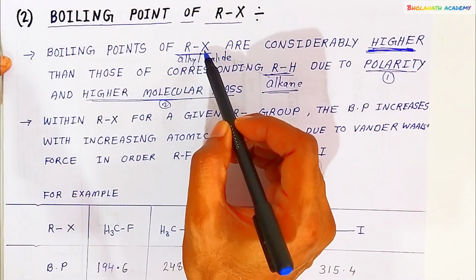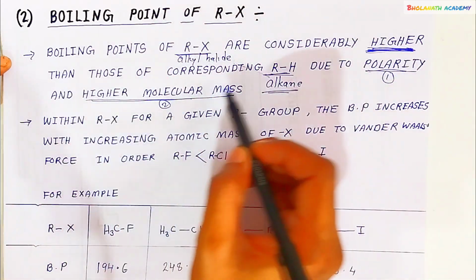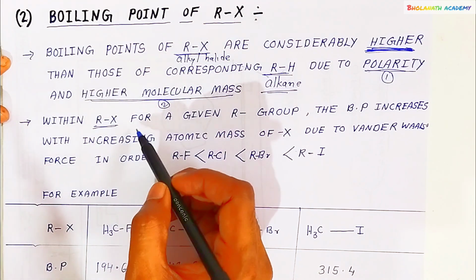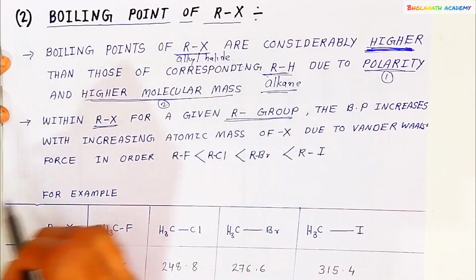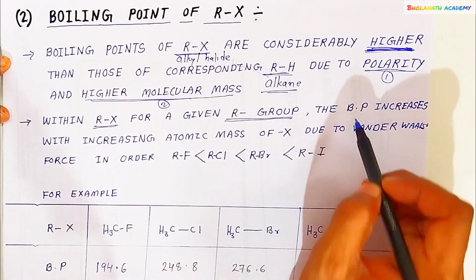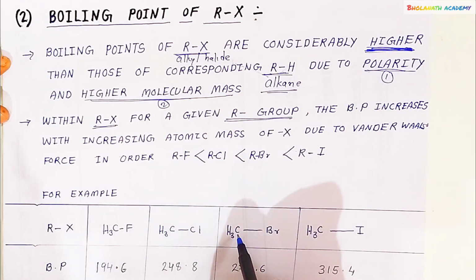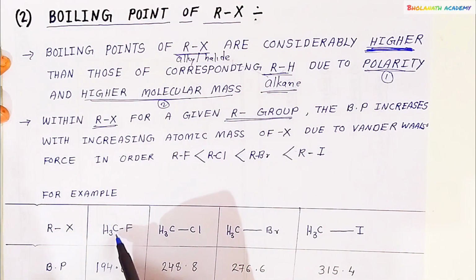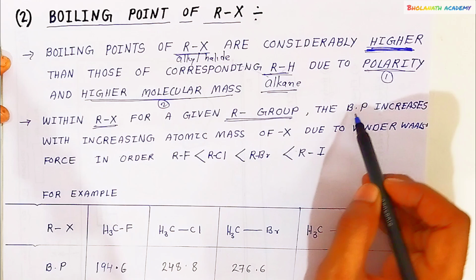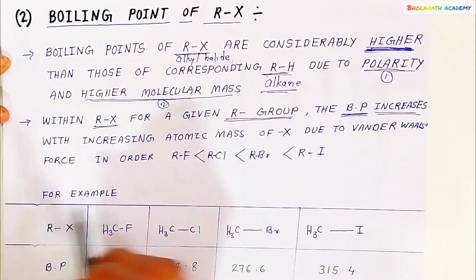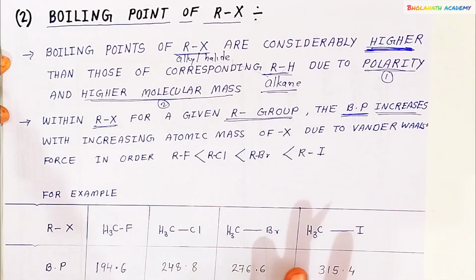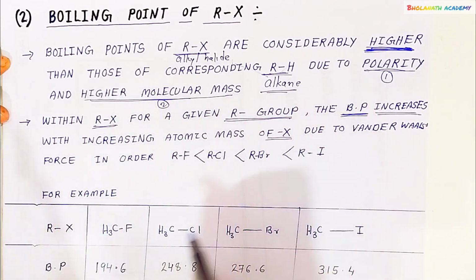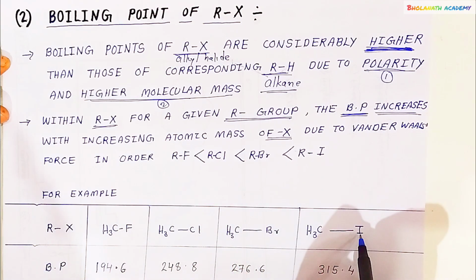Because of that, alkyl halide has a higher boiling point than the corresponding alkanes. Understanding, students? Now, within alkyl halides, for a given R group, that is alkyl group, here the alkyl group is methyl. The boiling point increases. Very important: the boiling point increases inside the alkyl halide molecules with increasing atomic mass of the halide. Here we have taken fluorine, chlorine, bromine and iodine. This is the halide.